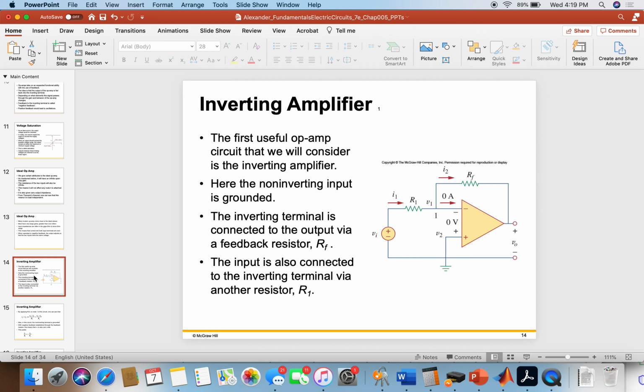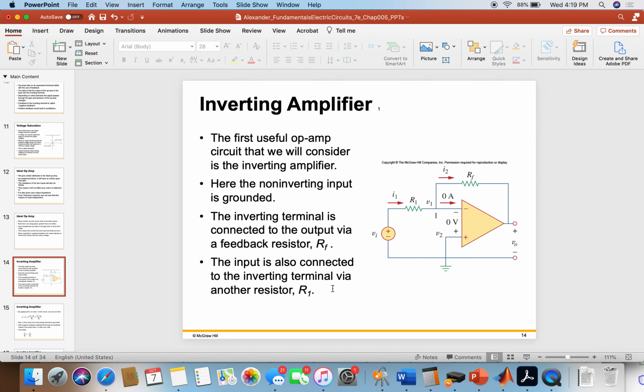So if we look here, you basically have an input voltage hooked up through a resistor to the inverting terminal. And then you have a feedback connection that goes from the output and comes back to the inverting terminal, and then the input of the non-inverting terminal is grounded. So assuming that this is an ideal op amp, then the voltage difference between the non-inverting and the inverting is 0 volts, which means that the current into the inverting input is 0.